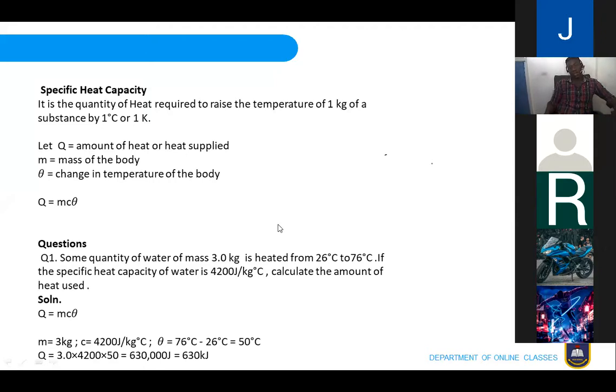Okay? Because in the definition, I said the temperature of 1 kilogram of a substance by 1 degree Celsius or Kelvin. So what you have to do is, if your mass is given to you in gram, make sure you change the mass to kilogram before solving. So let's look at that example over there.